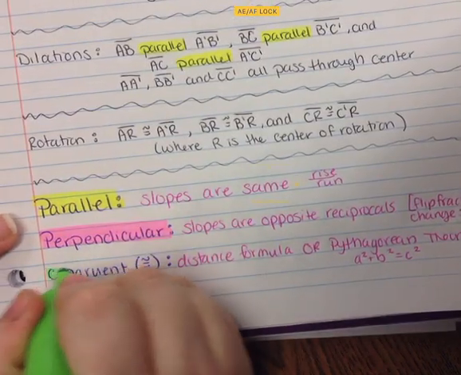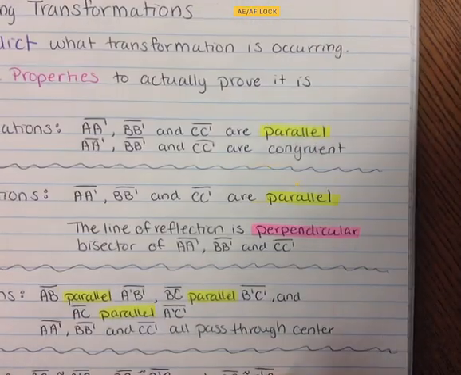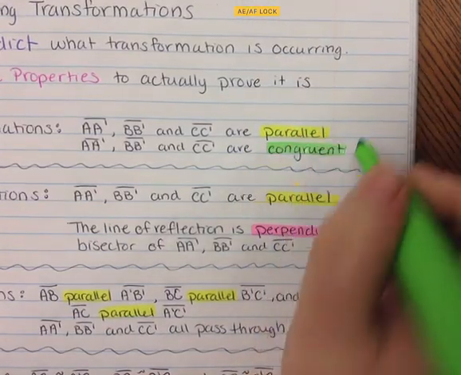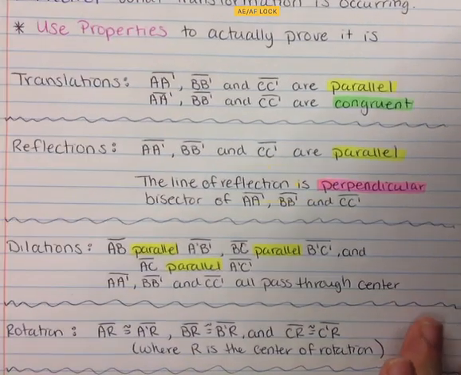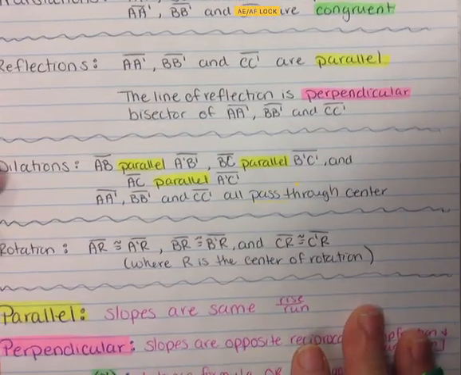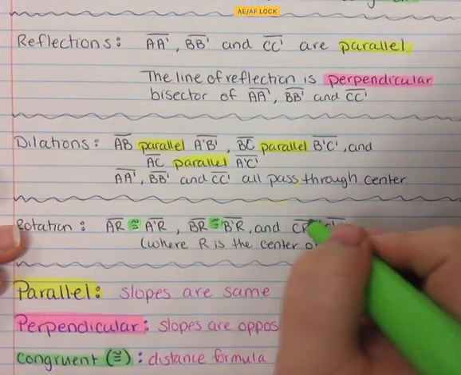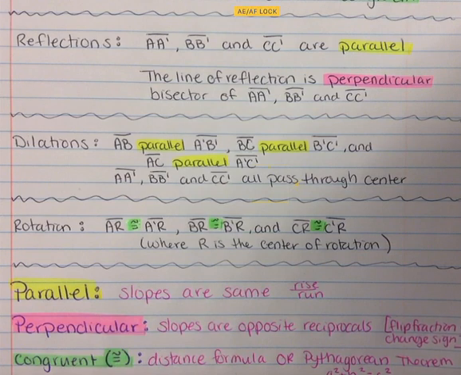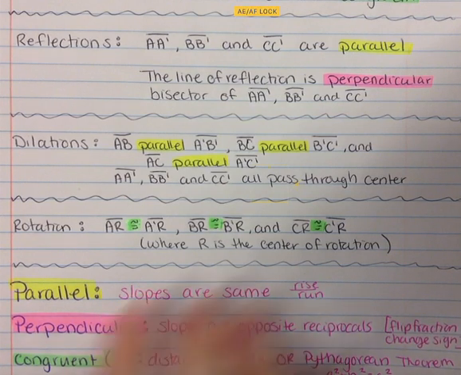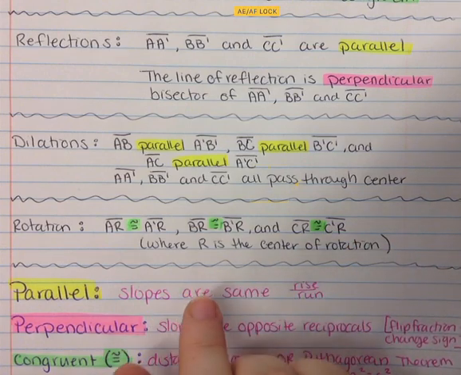Congruent symbols, I'm going to highlight in green. So coming up to translations, I have the word congruent. In reflections, I do not have the word congruent. Dilations, I do not have congruent. Rotation, I do have 3 different congruencies, because these 3 are actually going to be completely different to each other.